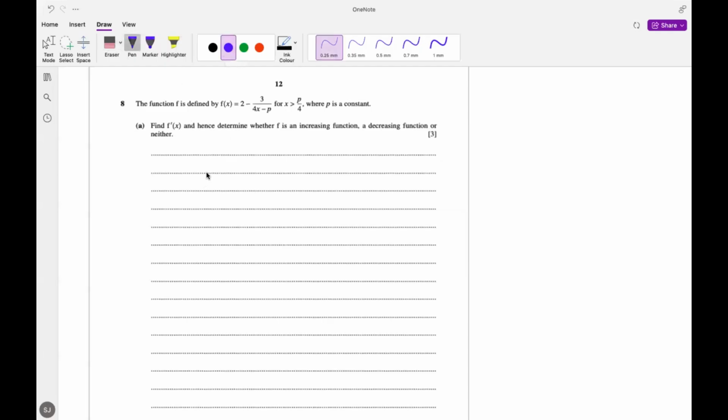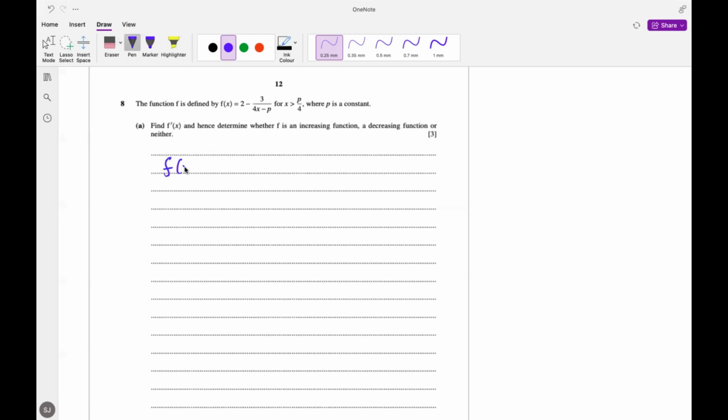In question 8, the function f is defined by f of x equals 2 minus 3 upon 4x minus p, where p is a constant. In part A, we have to find f dash of x, which basically means the derivative of f of x, and then hence we determine whether f is an increasing function, a decreasing function, or neither.